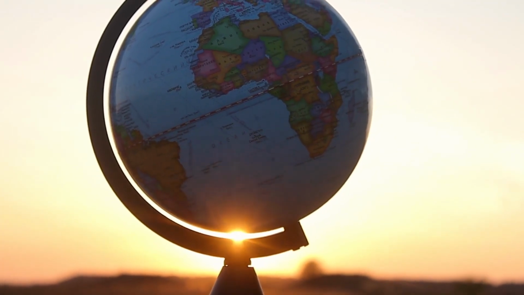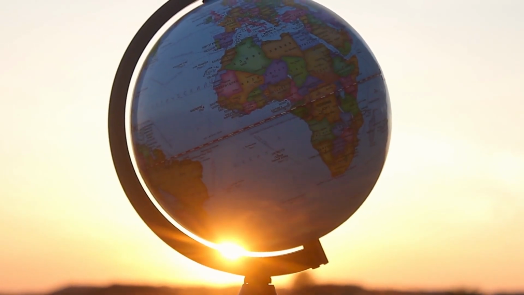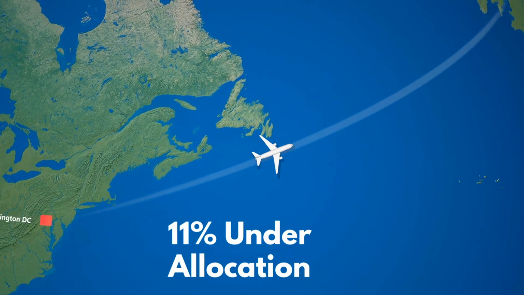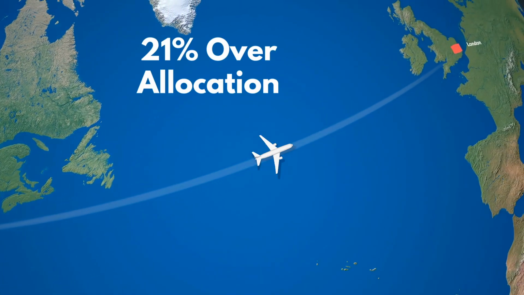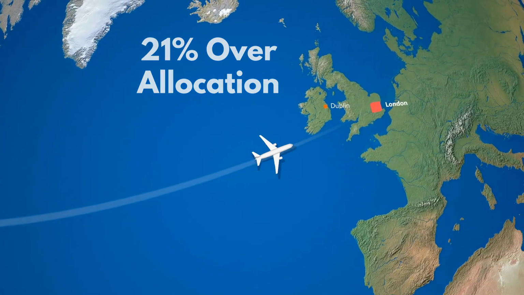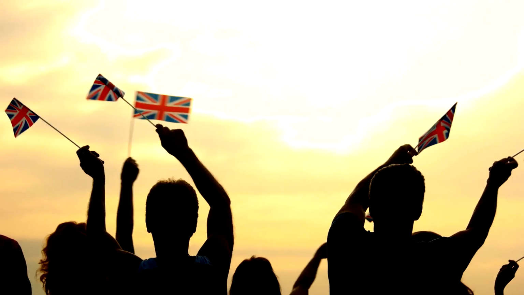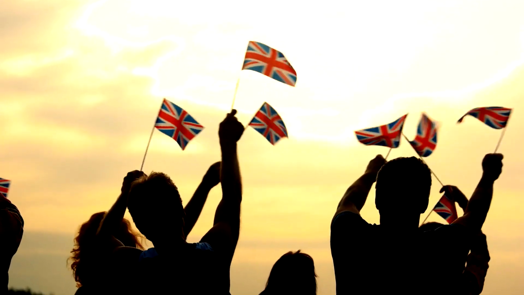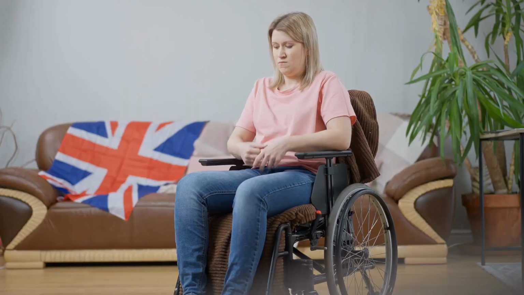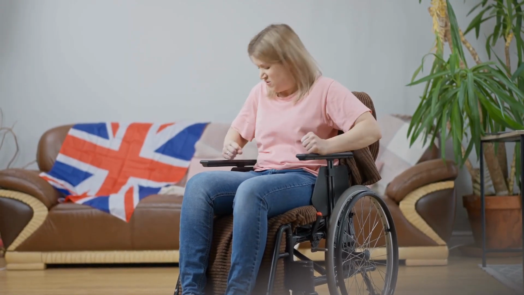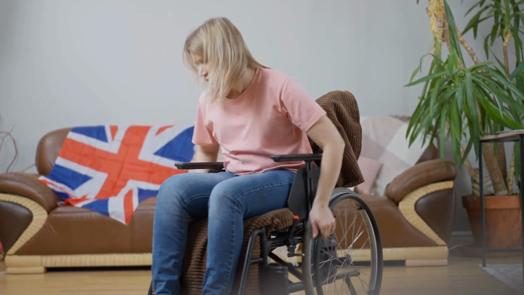So, when compared to a global index, the LifeStrategy 100 fund has an 11% under allocation to the US and a whopping 21% over allocation to the UK. So clearly, it doesn't match up to a global equity tracker, which is important to consider. As you are essentially overexposed to the UK, your returns are going to be more dependent on the performance of the UK markets. Of course, if the UK performs well, this could be a good thing. You could receive higher returns. Alternatively, if the UK performs poorly, this would be a bad thing, as you'd receive lower returns.